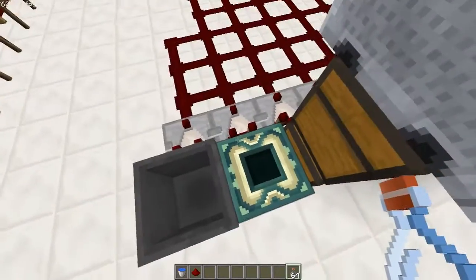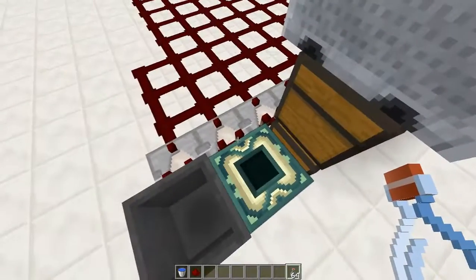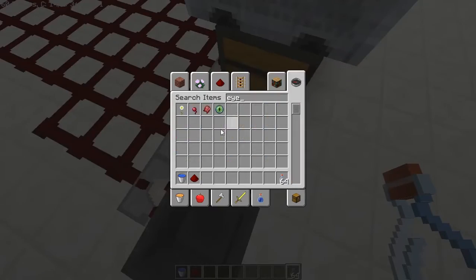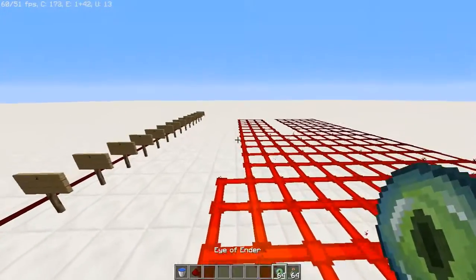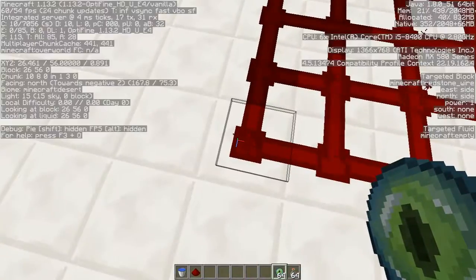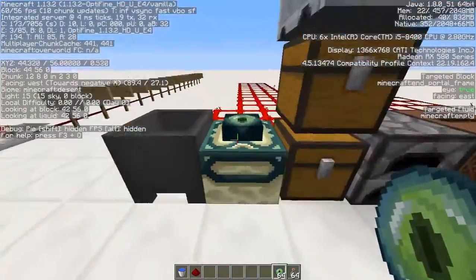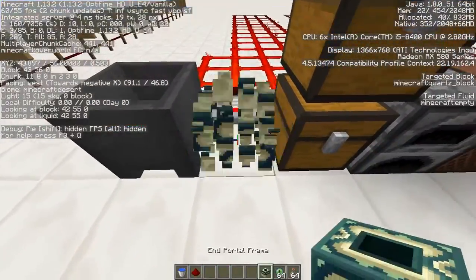The end portal frame has two different modes, either off or 15, and it's just whether or not it has an Eye of Ender in it. So if you look, signal strength of 15. This is 15 blocks out, by the way.